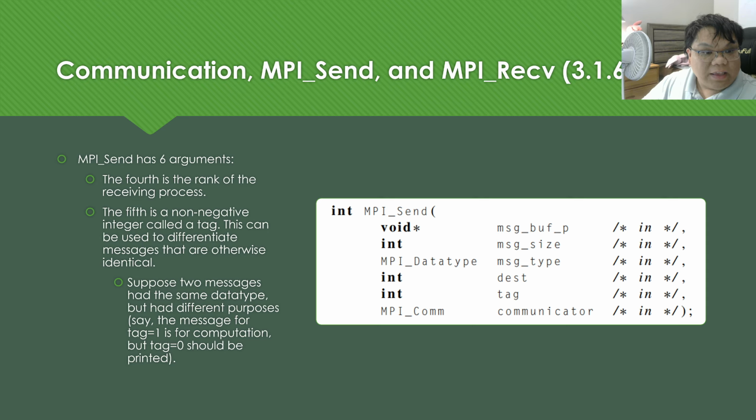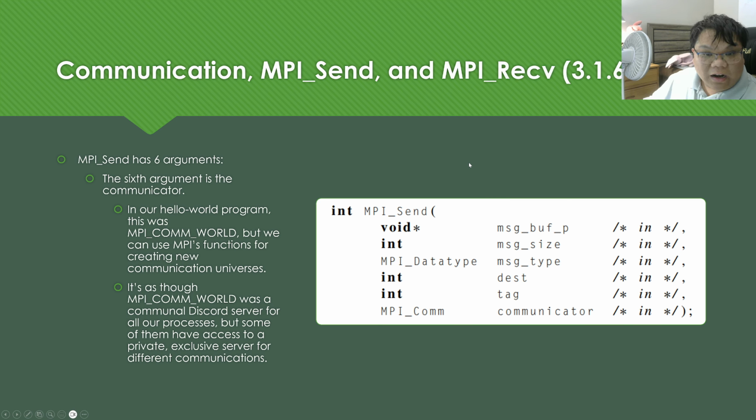The fifth argument is a non-negative integer that is known as a tag. That's just used to differentiate messages that are otherwise identical. Say you send two messages and they both are for integer values, but one is used for something else. So we use tags to differentiate between two different, let's say, integers that are being used for different purposes. So let's say one is used for computation, the other one is used for printing. We can use tags to differentiate the two.